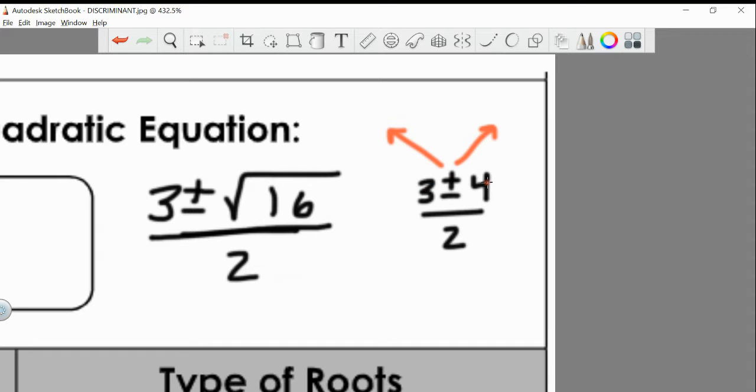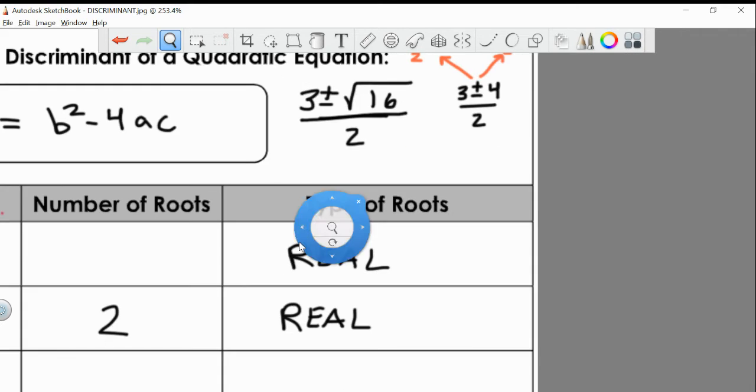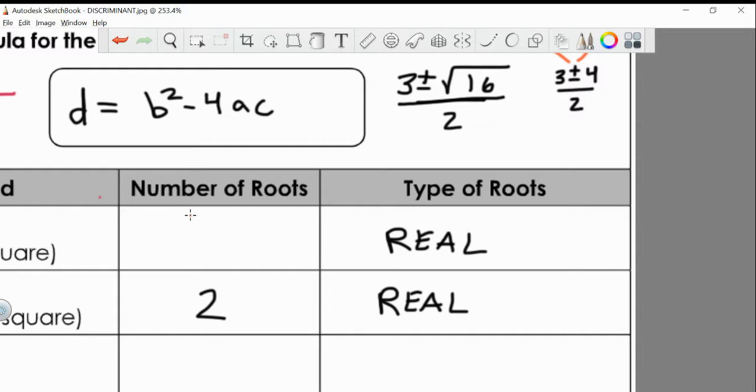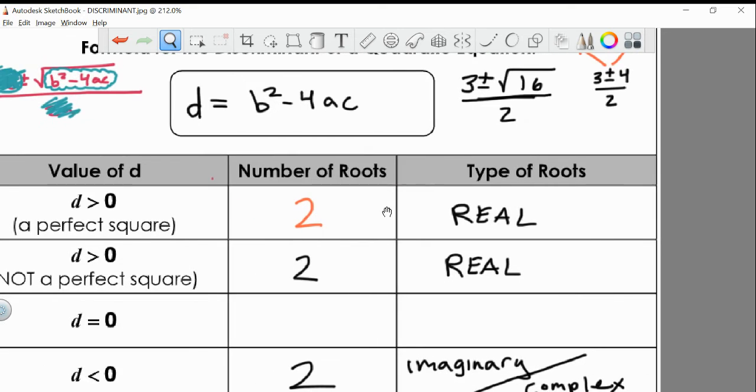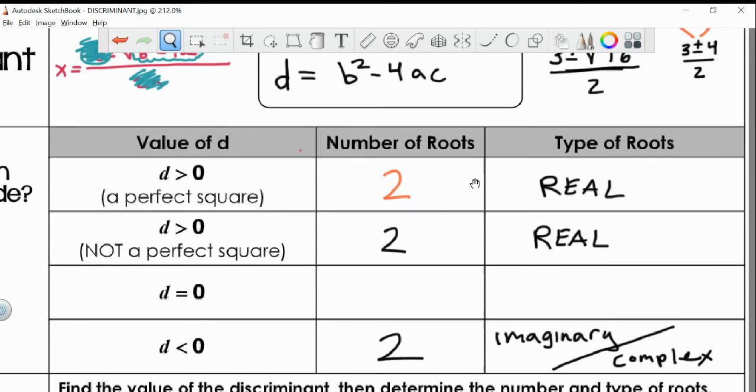3 plus 4 is 7 divided by 2, so we'll get 7 divided by 2. And that was the plus. Now we're going to use the minus. 3 minus 4, negative 1, divided by 2. And so we'll get 2 real answers. And these will just be regular old numbers.